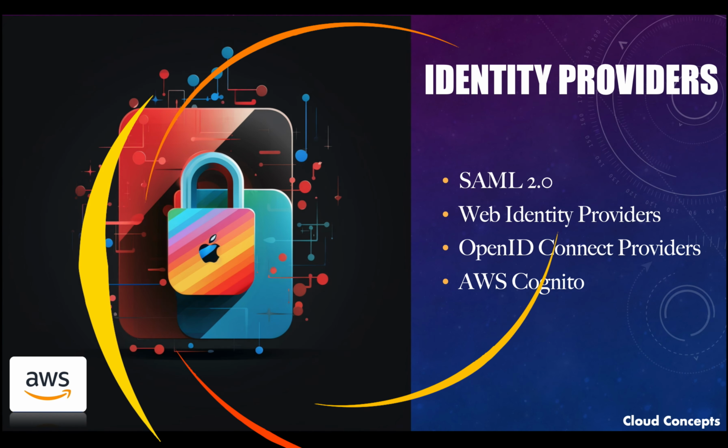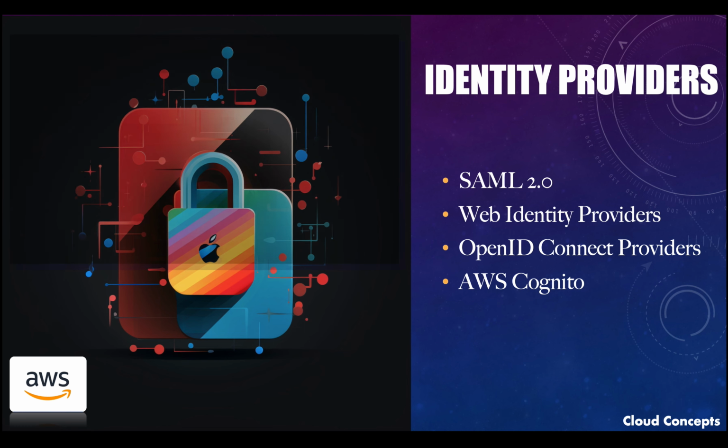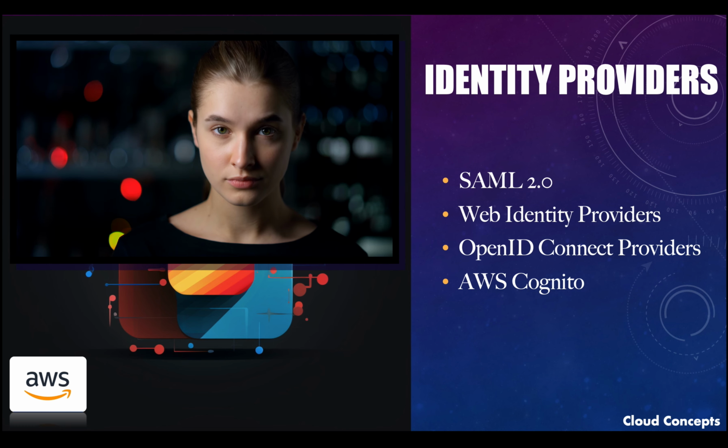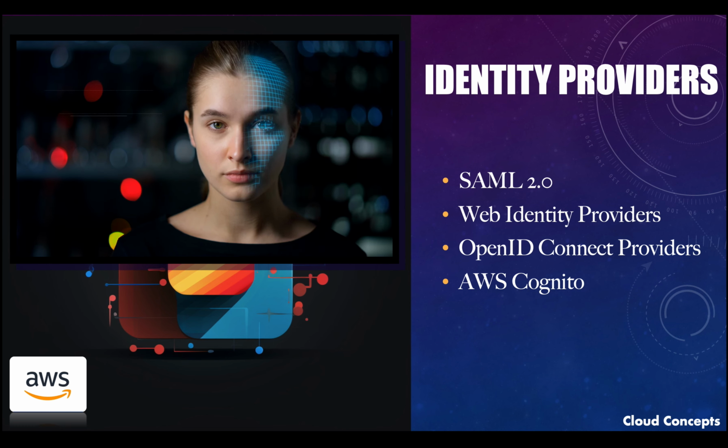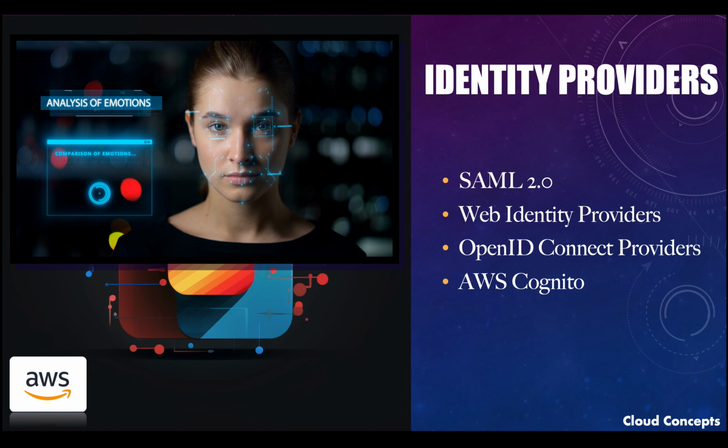You've got IAM users, roles, policies, the works. But wait, there's more. Now we're getting into identity providers, which are like the gatekeepers to our AWS club. It's as if we're adding a special entrance for VIPs and we want to make sure that only legit people can get through. Here's how it works. AWS has different types of identity providers, or IDPs for short.